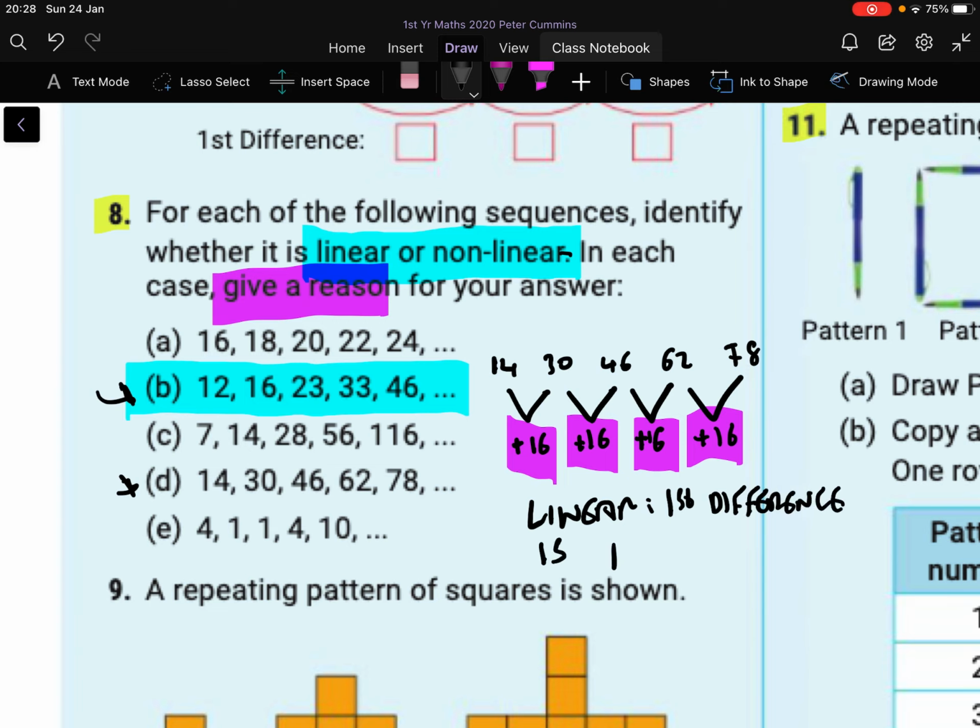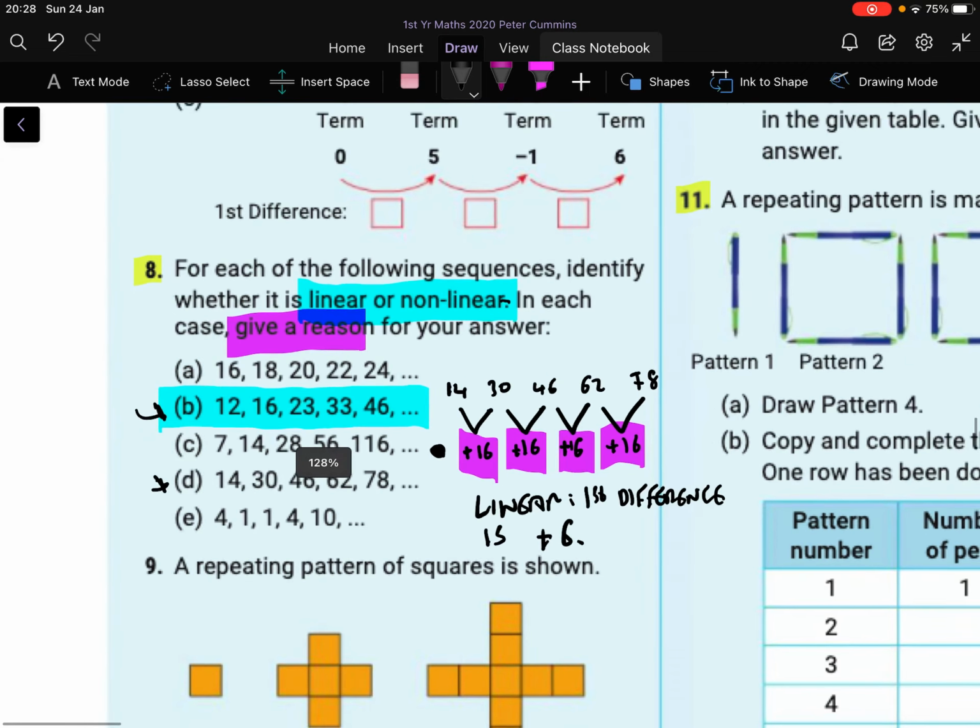Okay, and remember from last week's lesson, if this wasn't all plus 16, plus 16, plus 16, plus 16, then we'd have to go again to see if the second difference was the same, see whether it was quadratic or exponential. You go back to last week's video if you're not sure about that, or you can just ask me, whatever you want.